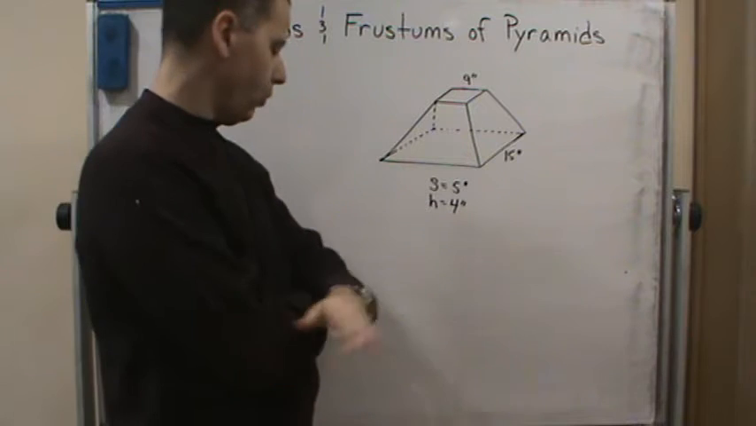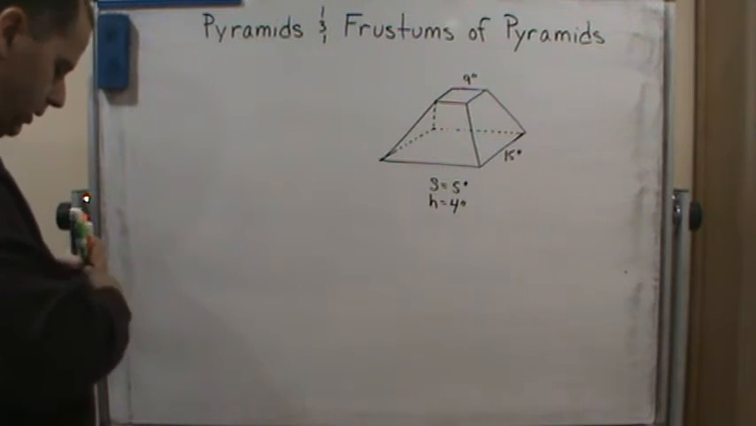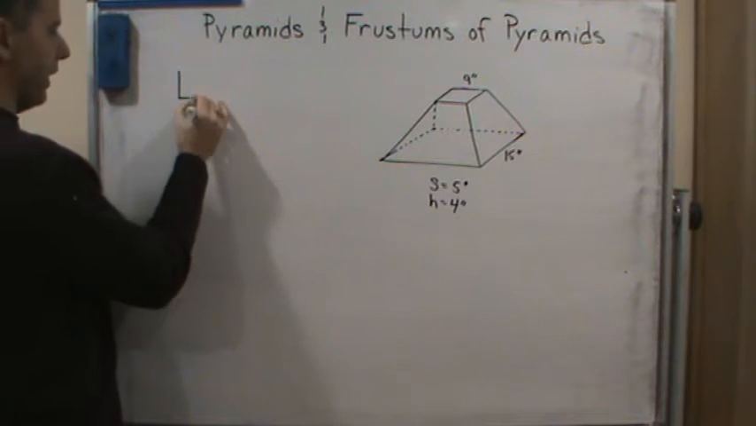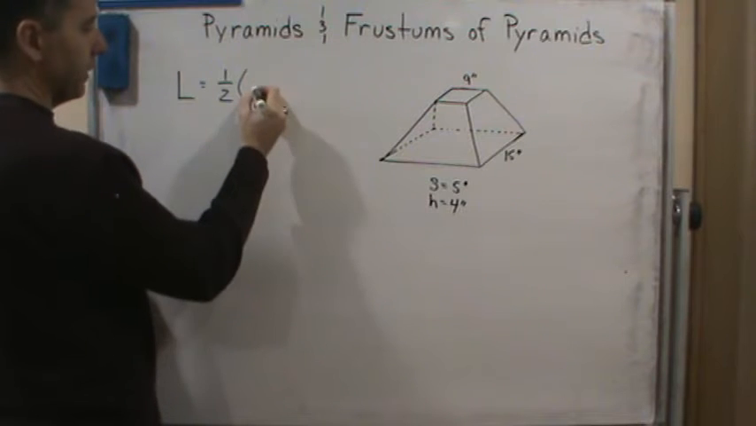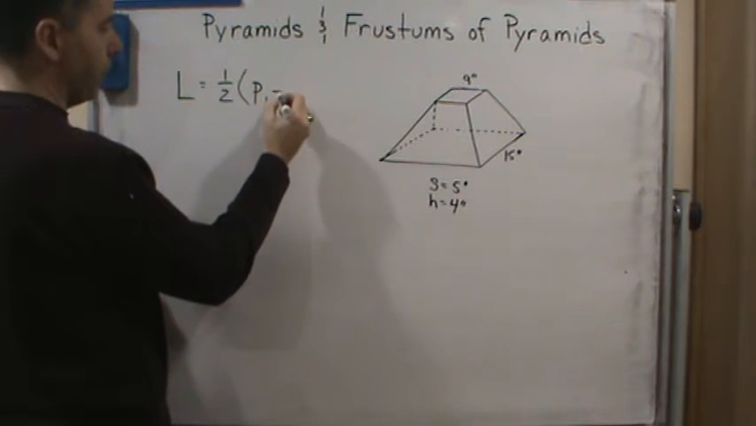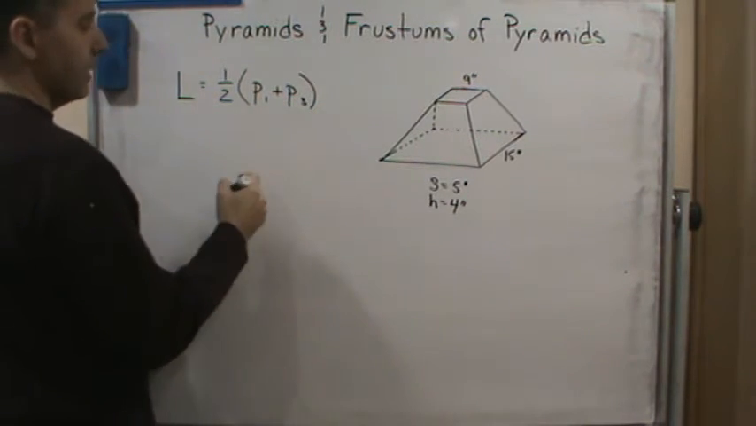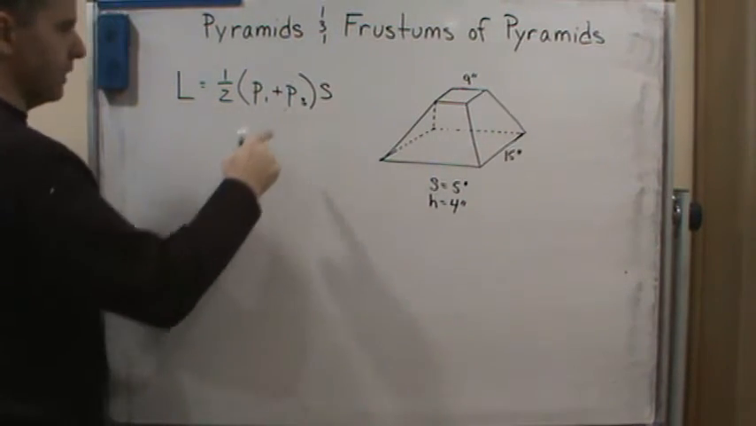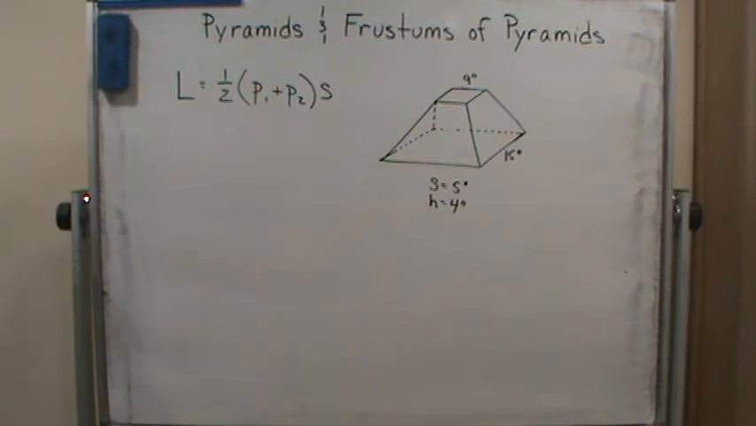And so remember, for calculating lateral surface area, the formula is 1/2 the sum of the perimeters times the slant height. Oops, not 3, 2. Okay? And so once we know the formula, it's just a matter of plugging and chugging.